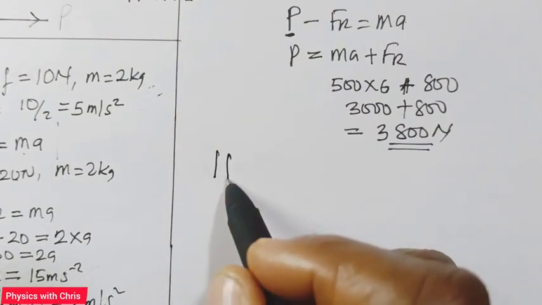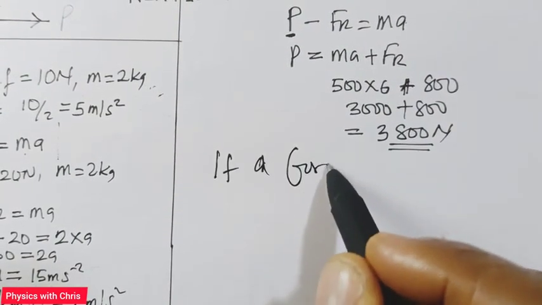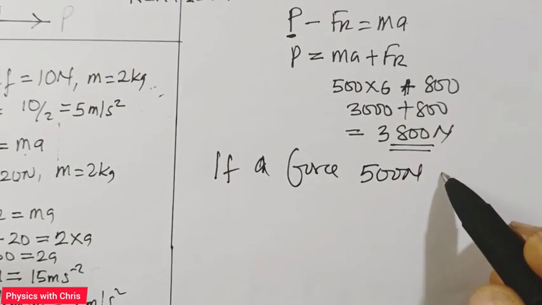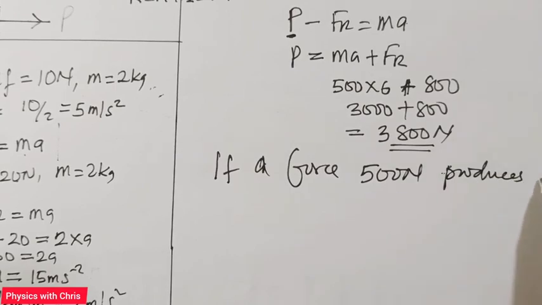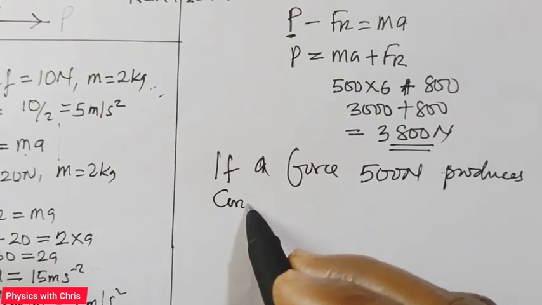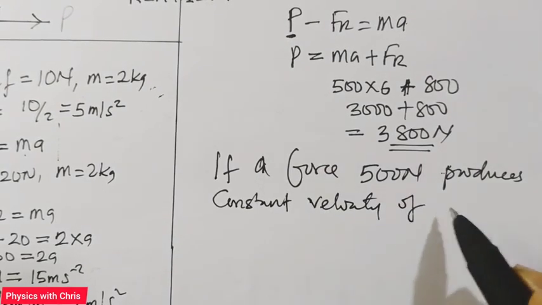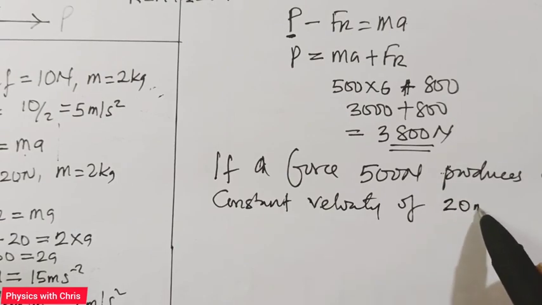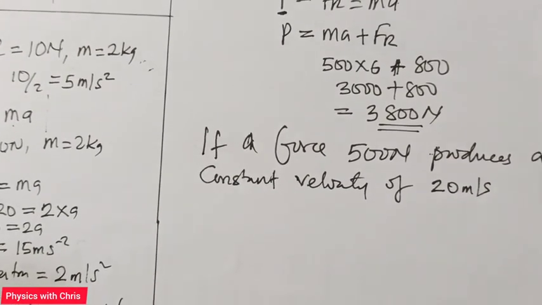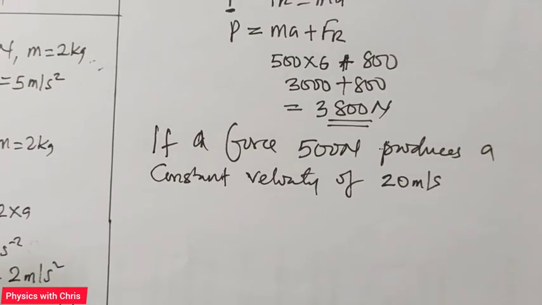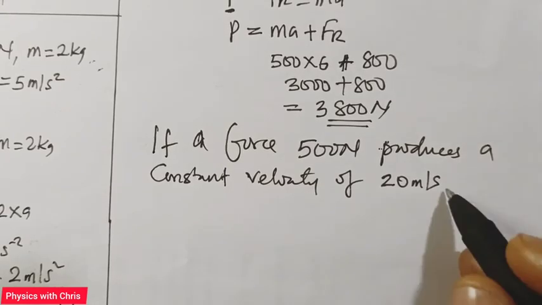Now again, suppose you are told that a force of 500 Newton produces a constant velocity of 20 meters per second. That is, a force of 500 Newton acting on a car from the car's engine gives rise to a constant velocity of 20 meters per second.